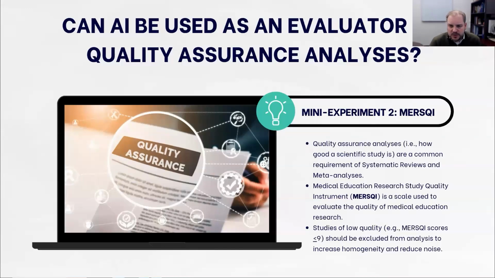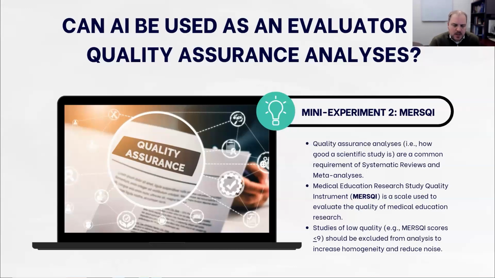And so to conduct quality assurance analyses on medical education research papers, I often use a tool called MERSQI. That acronym stands for Medical Education Research Study Quality Instrument. And if MERSQI scores as assigned by human raters are less than or equal to 9, then I typically will discard those studies from the meta-analysis in order to increase study homogeneity, and my goal is also to reduce noise in the outcomes as well.